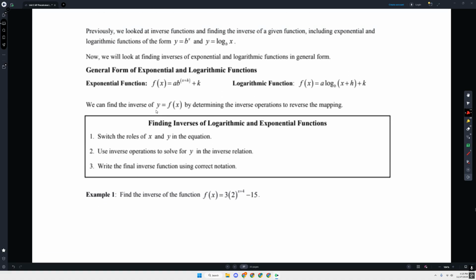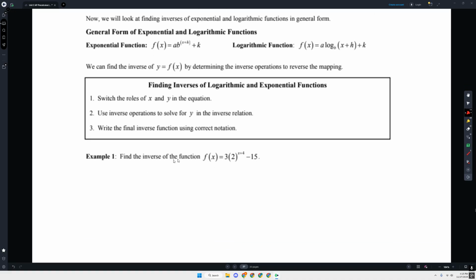And so now we're going to find the inverse. We found inverses before, but now we're going to do it with exponentials and logs in general form. So now we're just going to switch x and y and then solve. So we're going to say x is equal to 2 times 3^(y+4) minus 15.